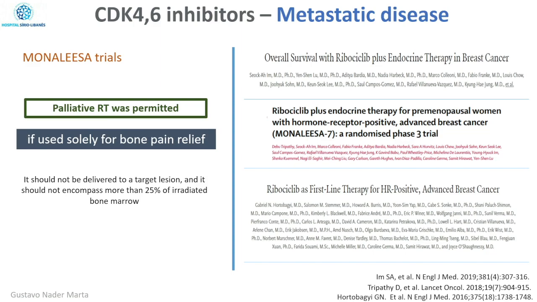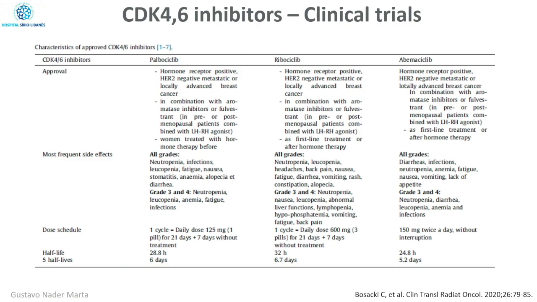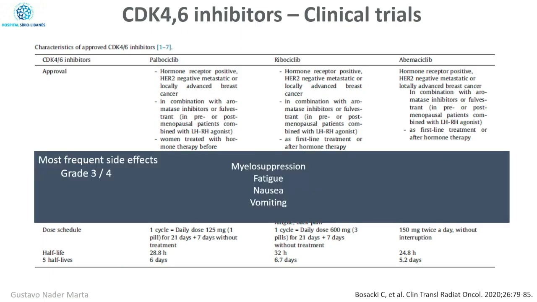In the MONALEESA trial, palliative radiotherapy was permitted to treat bone pain from metastases, and it should not be delivered at the target lesion, and it should not encompass more than 25% of irradiated bone marrow. Taken together, all these trials demonstrate that the most frequent side effects, grade 3 and 4, related to the treatment were myelosuppression, fatigue, nausea, and vomiting. None of them directly related to radiotherapy.